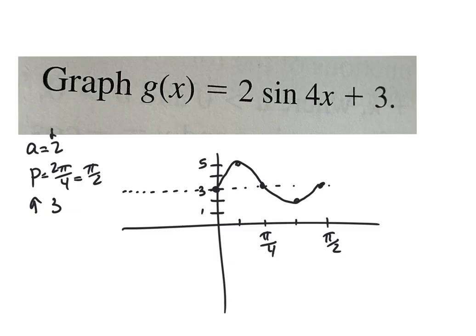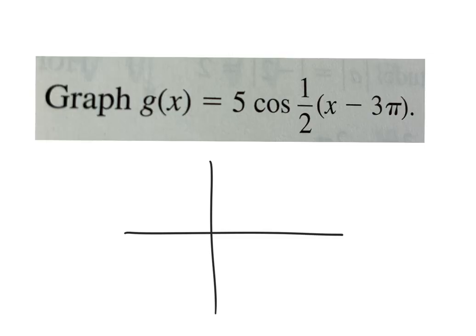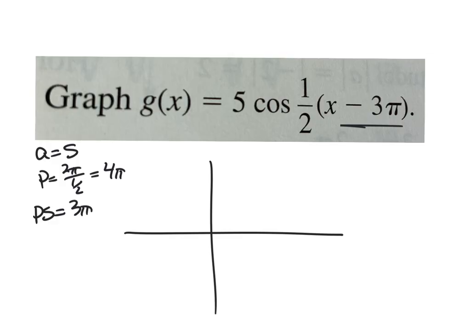Okay, so let's see what we got here. The next one. Looking at this one, amplitude is 5 right off the bat. The period is going to be 2 pi divided by what's in front of the x, which is 1/2. If you do keep change flip right there, just trust me, you get 4 pi. Now this one's got a shift. I'm going to put PS. It's really called a phase shift. It's been shifted to the right 3 pi. So I'm actually going to start my graph right there at 3 pi.